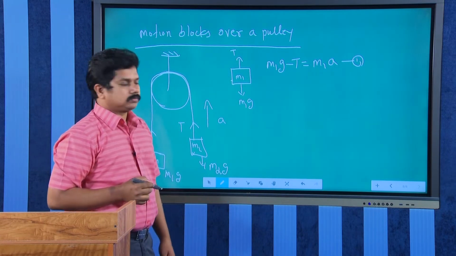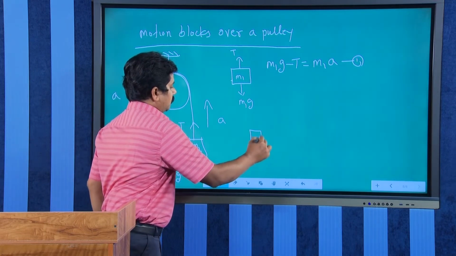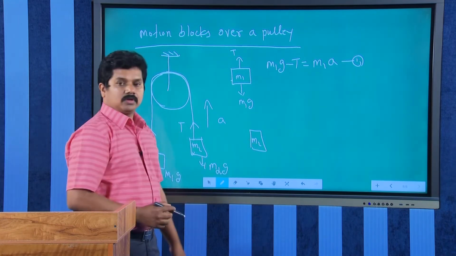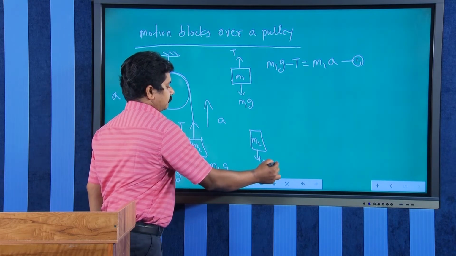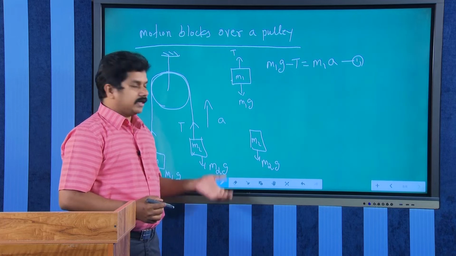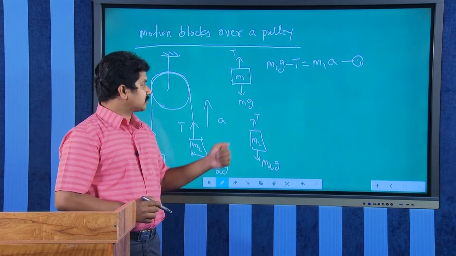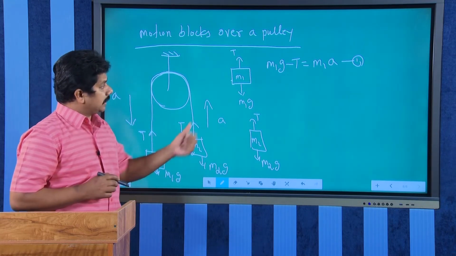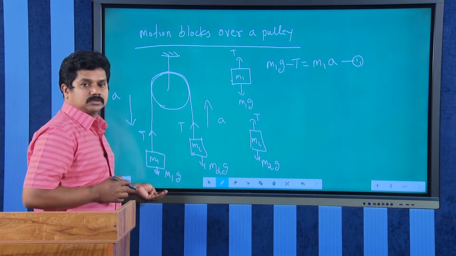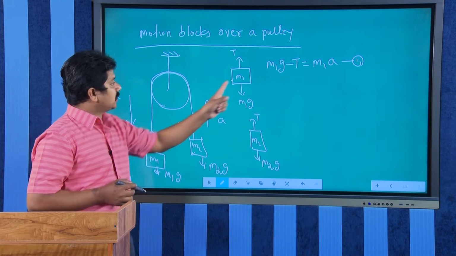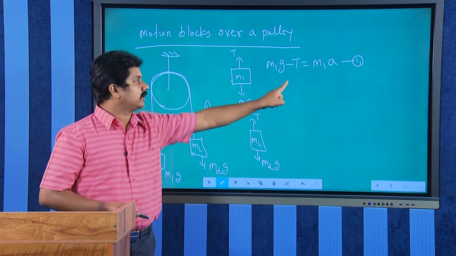Now, what about M2, force acting on M2? Draw the free body diagram. We have M2 here. What are the forces? M2 g downward and T upward, right, T. Which is greater in this case? In this first case, we took M1 g greater than T, right, because we know the block is moving down. So, definitely the downward force should be greater than the upward force. So, that is why we subtract this T from M1 g, that is M1 g is greater than T.